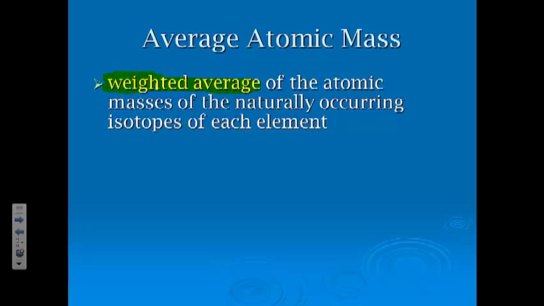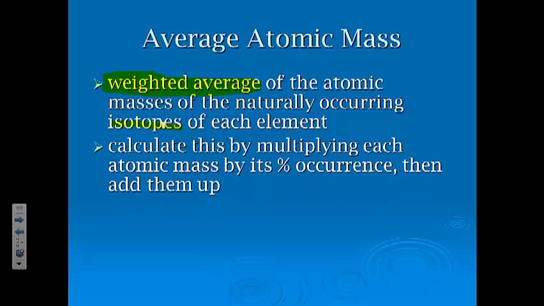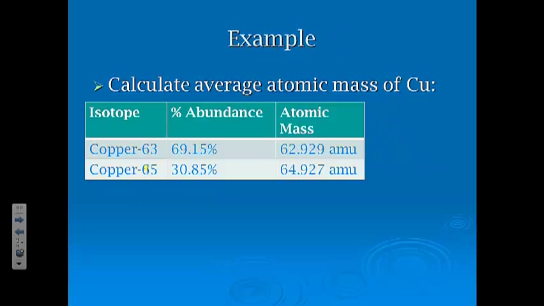Okay, the last concept we've got to talk about is what's called average atomic mass. Average atomic mass is a weighted average, and people always get confused when we talk weighted averages. It's the weighted average of the atomic masses of the naturally occurring isotopes of each element. And you calculate this by multiplying each atomic mass by its percentage and then adding them up. If you've calculated weighted grades, you've done similar calculations to this. So let me show you a sample.